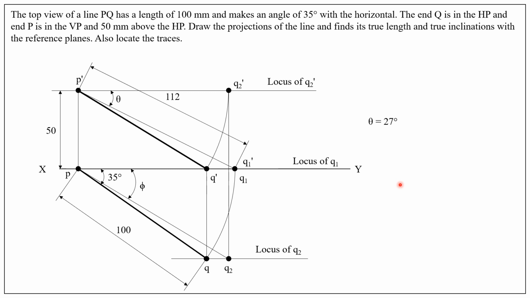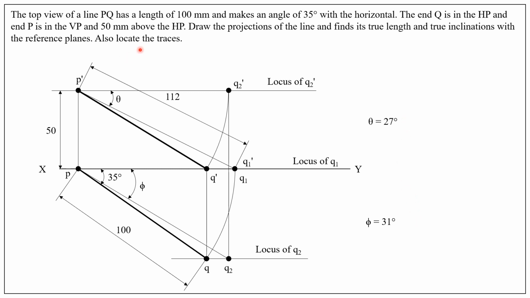So which is equal to the true length, and also the inclination of the line PQ2 represents the true angle of inclination of the line with the vertical plane phi. On measurement, we get phi equal to 31 degrees. Therefore, the projections are drawn. The true length of the line is obtained. Also, the true inclinations theta and phi are found out.